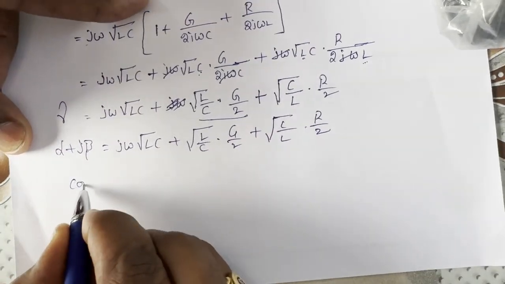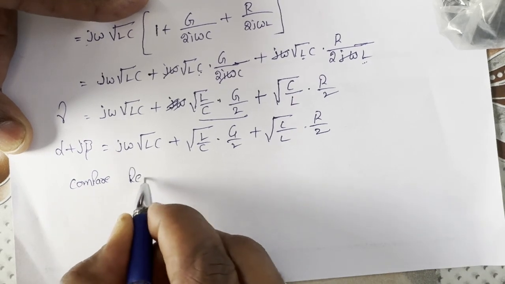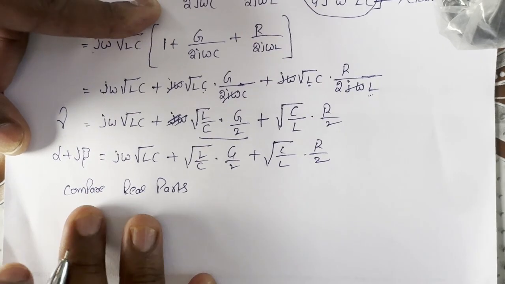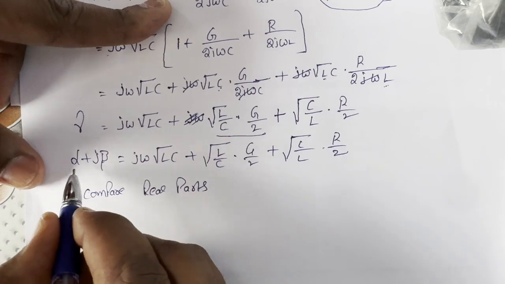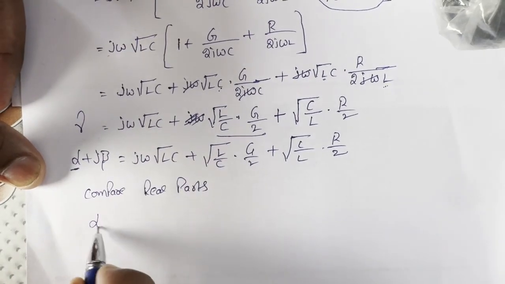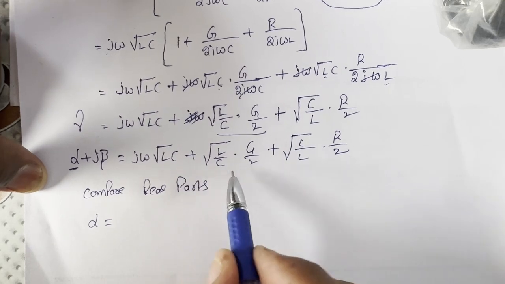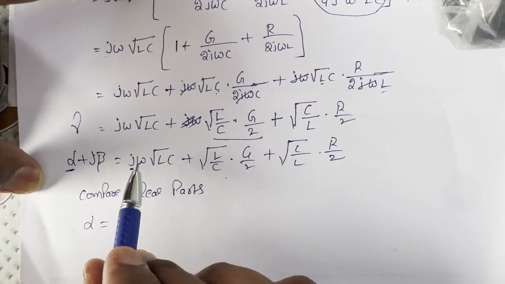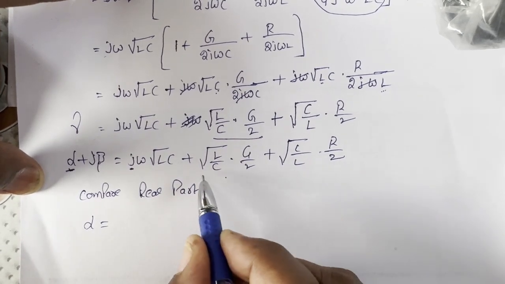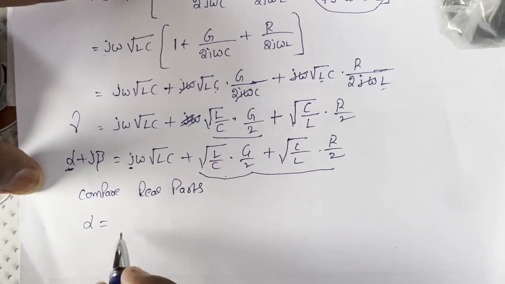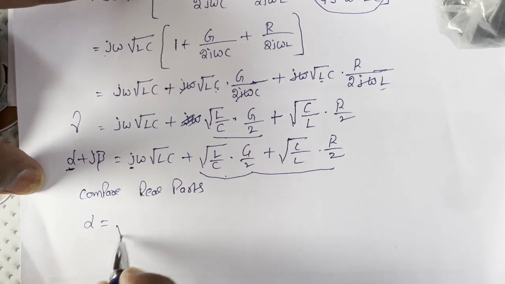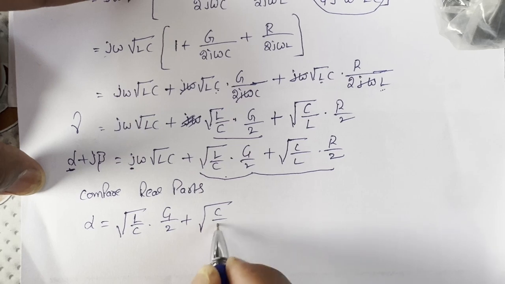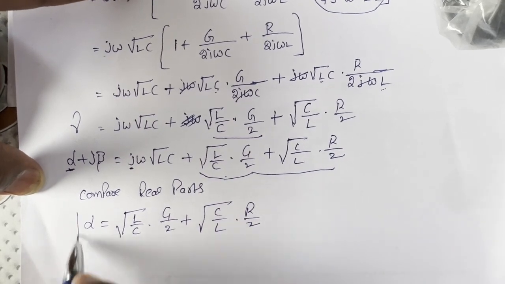Now compare real parts. Yes, now comparing real parts here, alpha at this side. The real parts are those parts which are not having imaginary term, that means j term. So here it is alpha at this side, this is the real part. So alpha equals square root of L by C into G by 2 plus square root of C by L into R by 2. It is alpha.